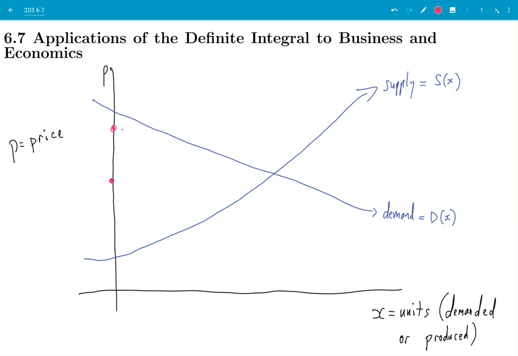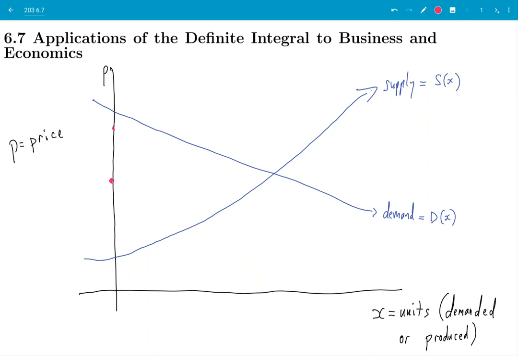Supply is manufacturers, what they're willing to produce. So price and the number of units produced, they go together. So the higher the price, the more units a producer is going to be willing to actually manufacture. Okay, so what are we going to do?